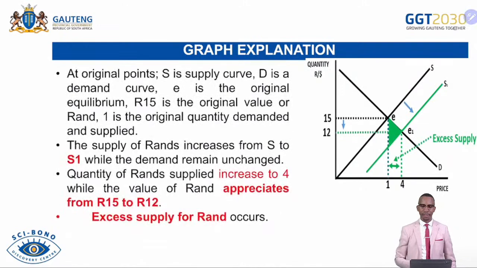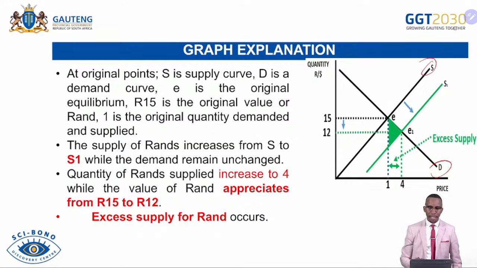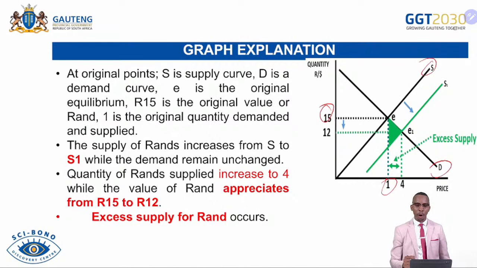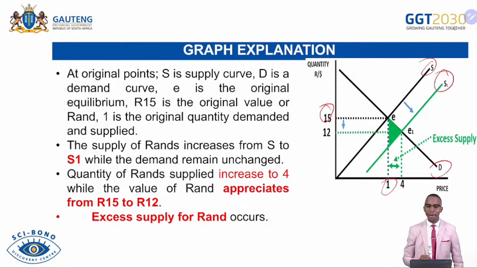Then in explanation, you must be able to interpret your graph. At the original point, what happens? S is the original supply curve, and D the original demand curve. And then 15 is the original value of rand as compared to US dollars. And then 1 is the original quantity of dollars affordable with 15 rands. The point of departure, something happens, then the supply of rands increases from S to S1. There you see supply increasing to S1. Remember, the demand for rands remains constant. So what is that supposed to mean?